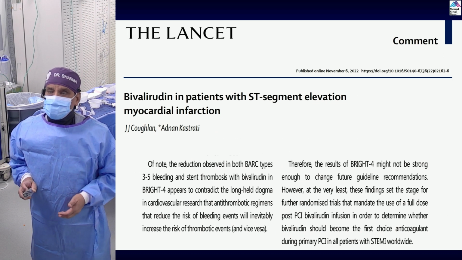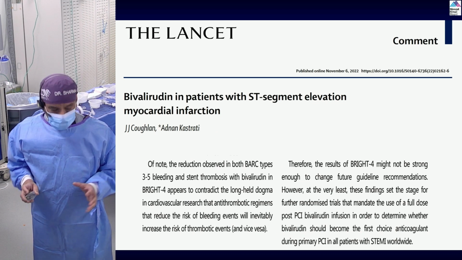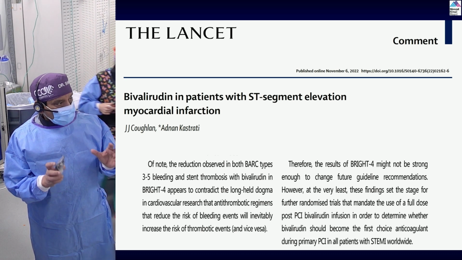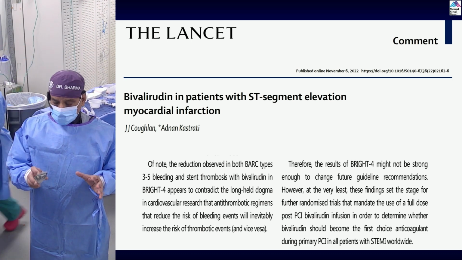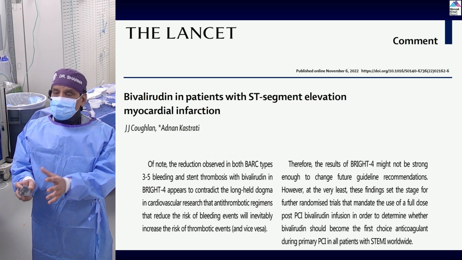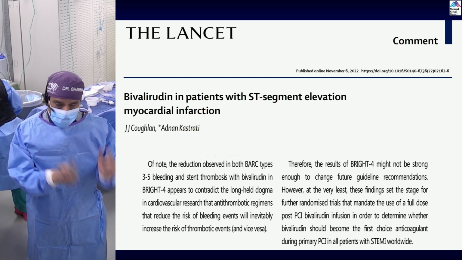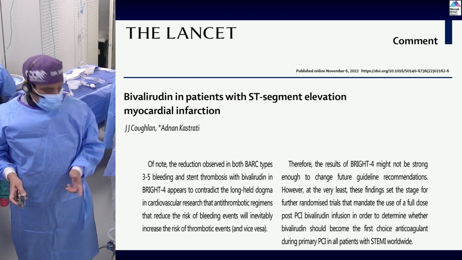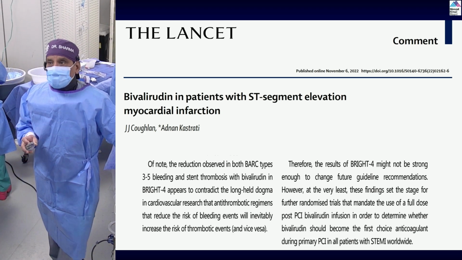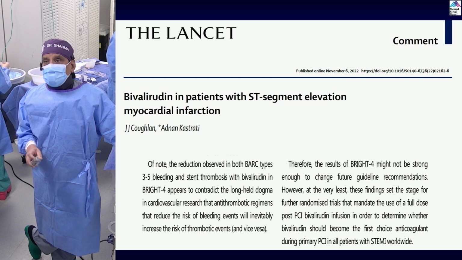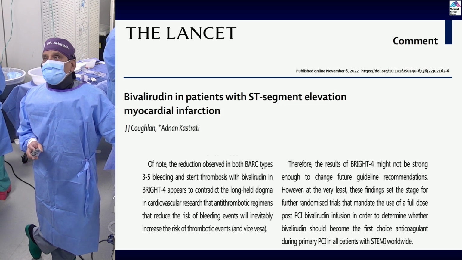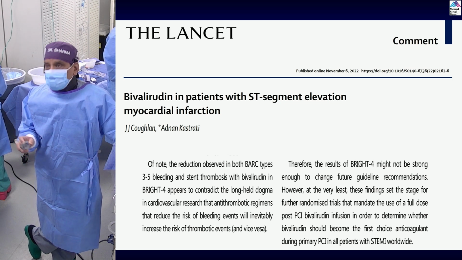So this is a nice editorial. It's basically showing that all the time when we have lower antithrombotic therapy, we have higher stent thrombosis, which decreases the bleeding. But this is the first time now we have shown both lower thrombosis and lower bleeding. So whether bivalirudin will come back in our acute MI needs to be seen. But definitely we have very strong data from BRIGHT-4 from China.